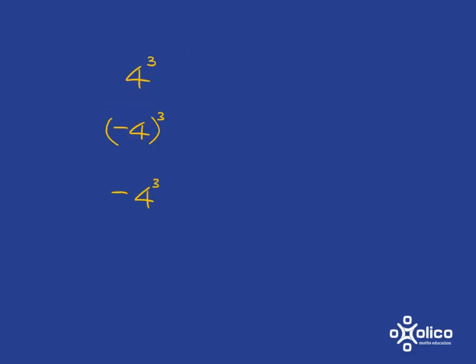Okay, how about you try these ones? Pause the video and try it now. Okay, so 4 cubed is 4 times 4 times 4. 4 times 4 is 16, and 16 multiplied by 4 is 64. But hopefully you automatically know 4 cubed is 64. It's one of those ones that I always feel you should just actually learn.